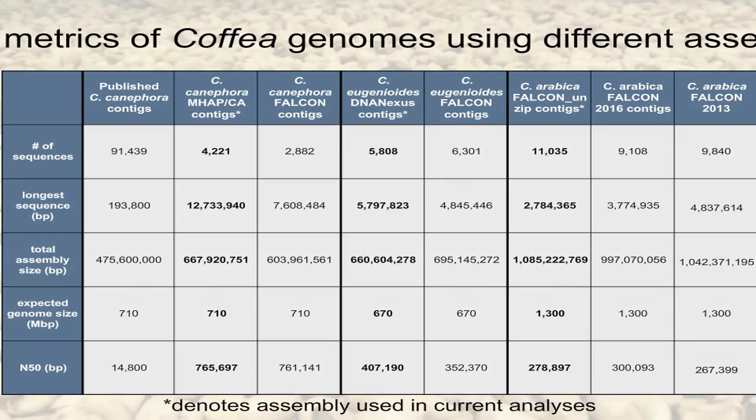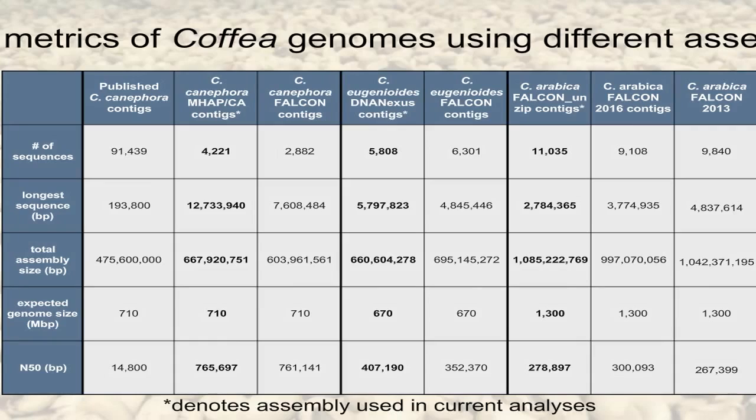Then we also had two different eugenoides assemblies. Both were essentially run with Falcon, but one used some DNAnexus-specific parameters, which performed a little bit better. So that was the assembly that we moved forward with there. And then we had three different arabica assemblies that were done with two different versions of Falcon. One was an older version, one was newer, and then we ran Falcon Unzip on the assembly from 2016. So this is the assembly that we use for all further analyses here.